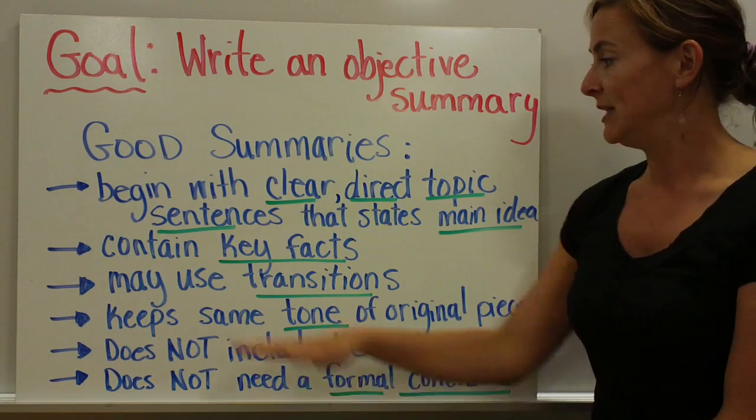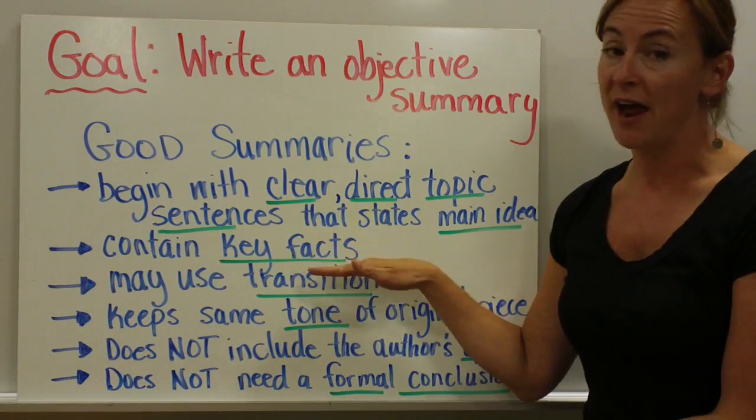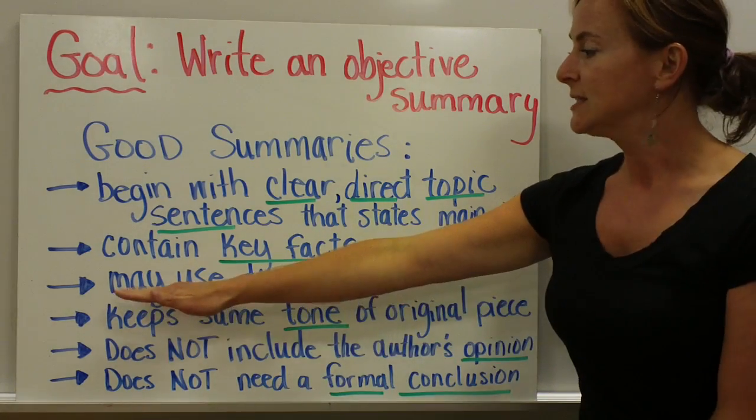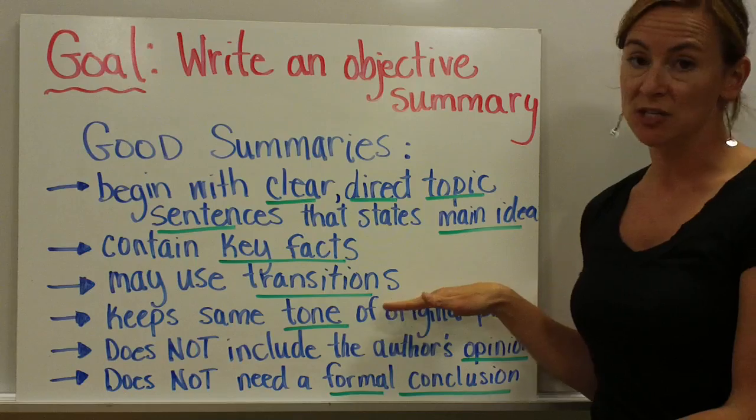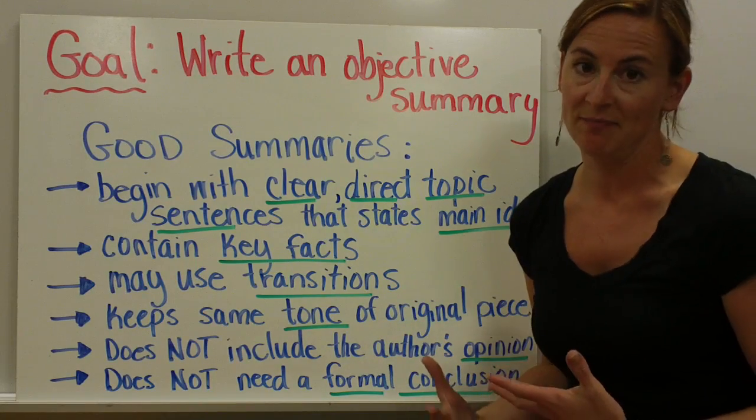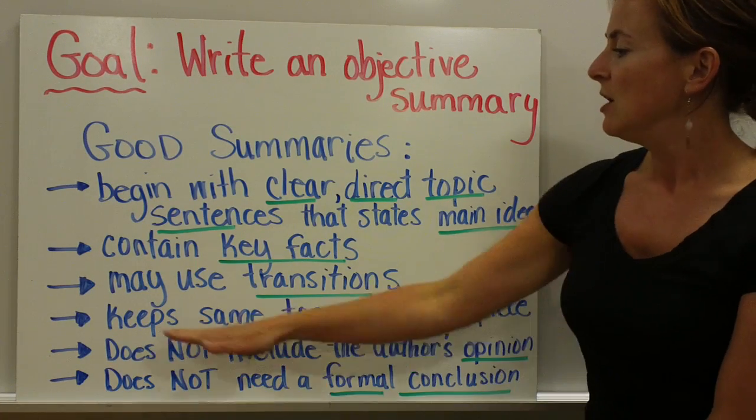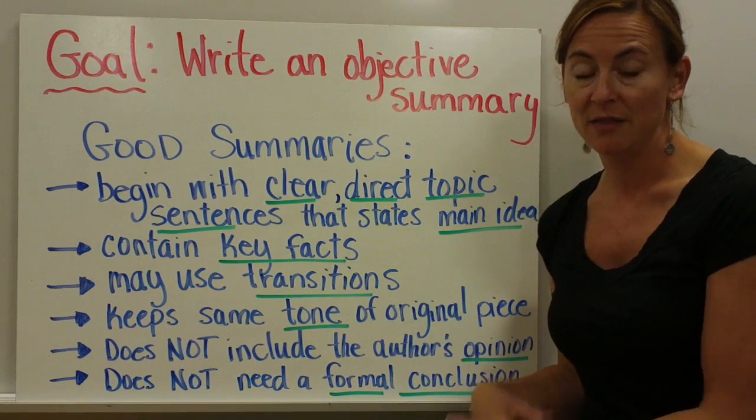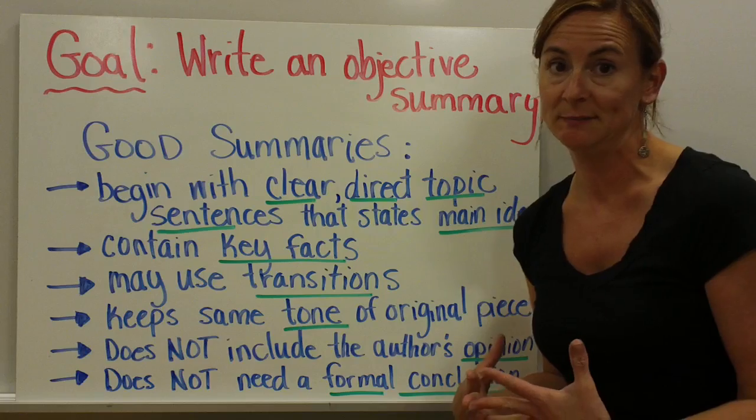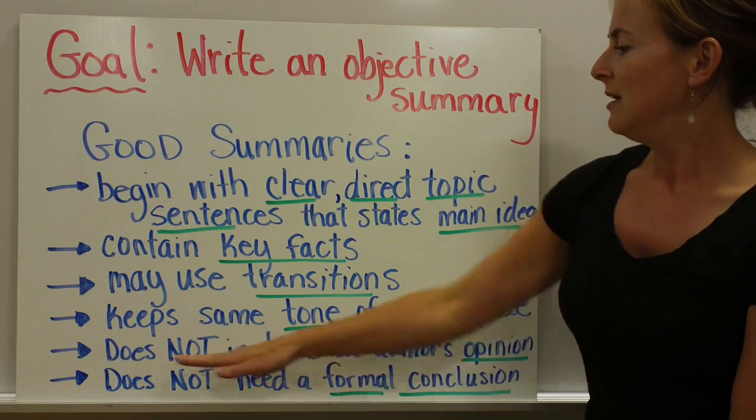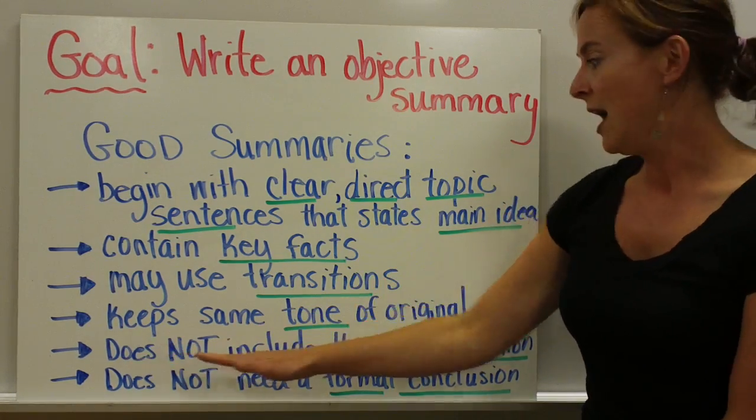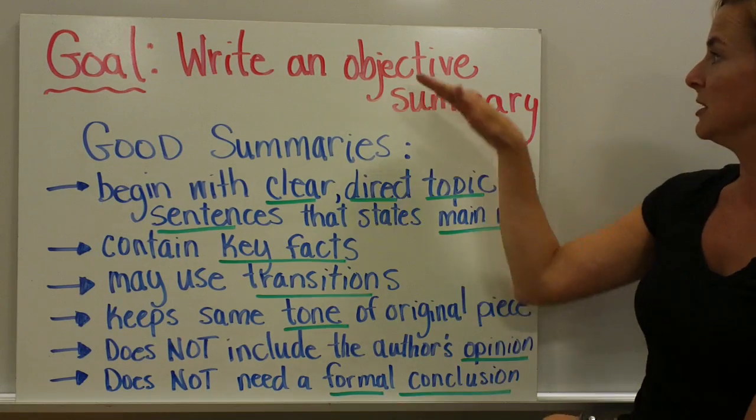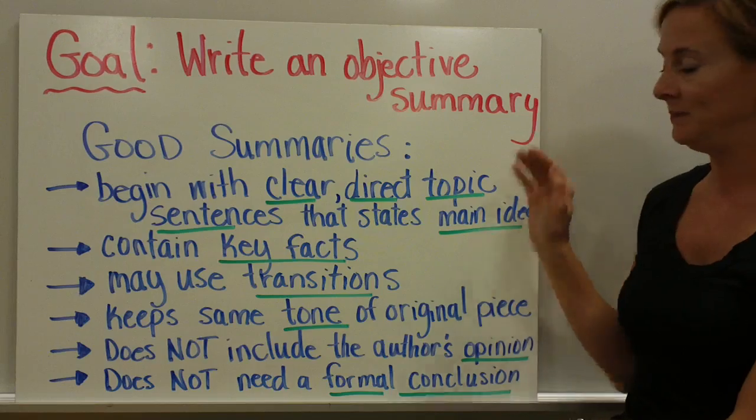Second, good summaries contain key facts, no opinions. Good summaries may use transitions, but they're not necessary. Good summaries keep the same tone of the original piece. The tone is the feeling of the piece. Good summaries do not include the author's opinion. We're talking about an objective summary.